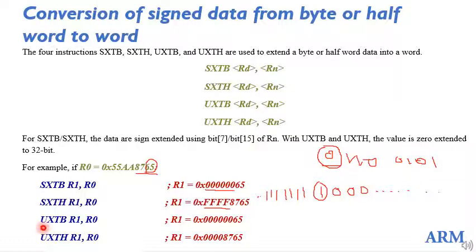For unsigned numbers, UXTB R1, R0. Here again TB means you have to extend the byte. So the byte is 65. Irrespective of what is there in the most significant bit, it will be 0 extended to form the 32-bit value. Whereas in case of UXTH, you have to look at the lower half word. So the lower half word is 8765, and again irrespective of the most significant bit, it will be 0 extended to form the 32-bit word.